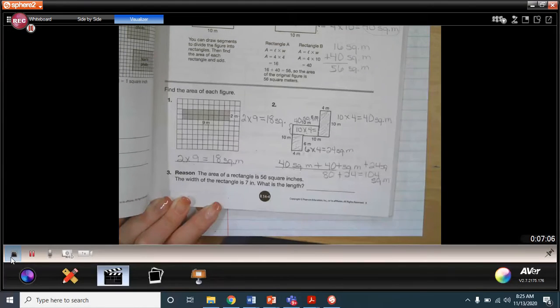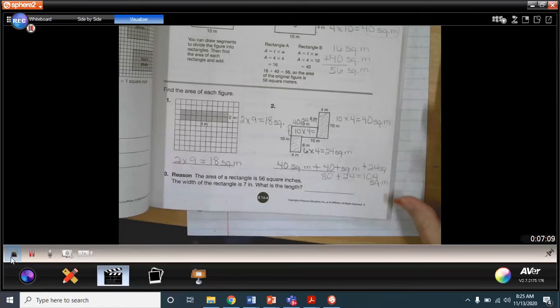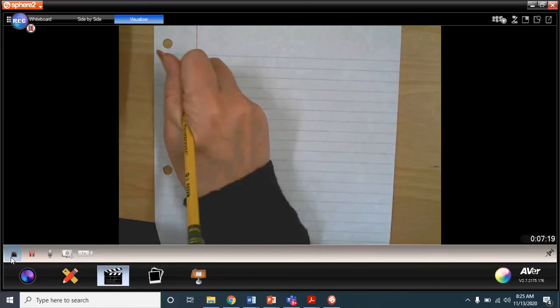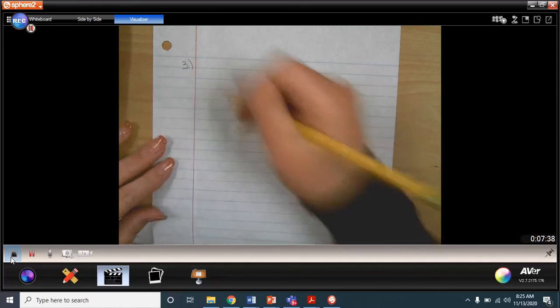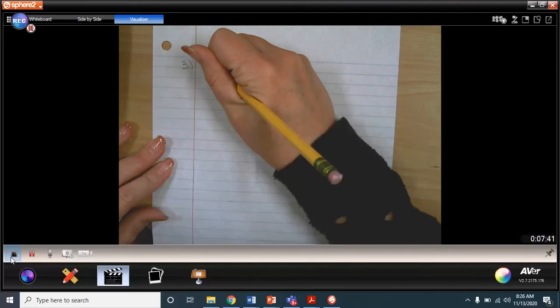And for number 3, if you have run out of grid paper, you are always welcome to use lined paper. So I pulled out a piece of lined paper here to demonstrate for you. Number 3 says the area of a rectangle is 56 square inches. The width of the rectangle is 7 inches. What is the length? So we're having to kind of think backwards here as to what the length is going to be. They gave us the width, so I'm going to use the 7.